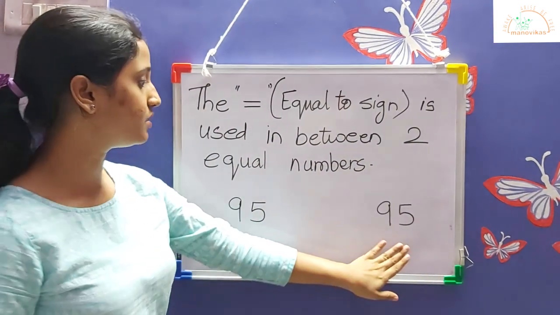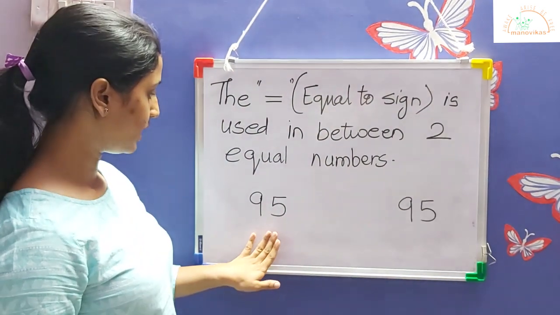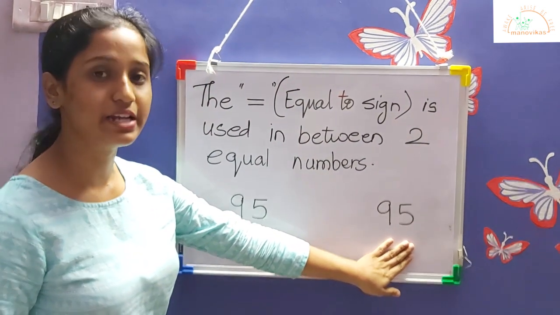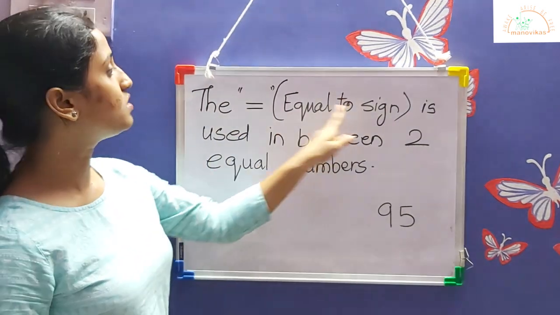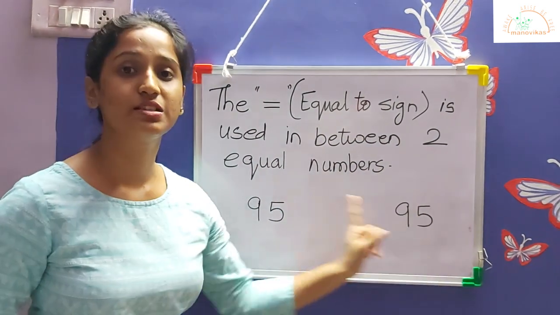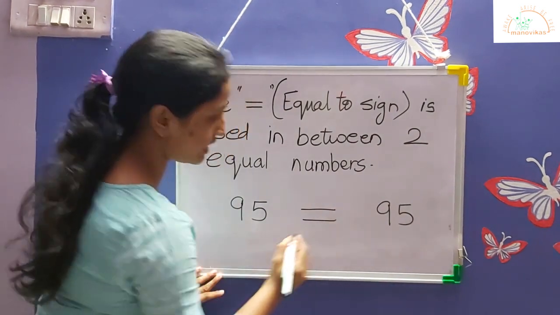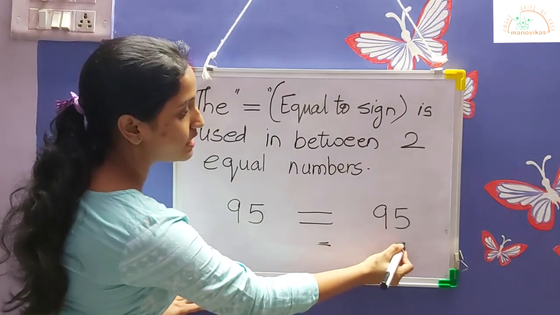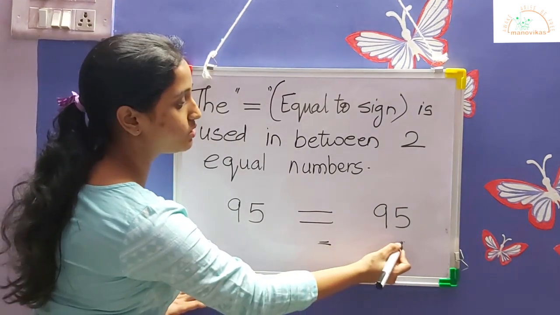Now can you see here we have got two numbers which are one and the same. Here we have got number 95 and here also we have got number 95. So the statement says that the equal to sign is used in between two equal numbers. So when the numbers are equal, one and the same, we need to use the equal to sign. And we read it as 95 is equal to 95. I repeat, 95 is equal to 95.